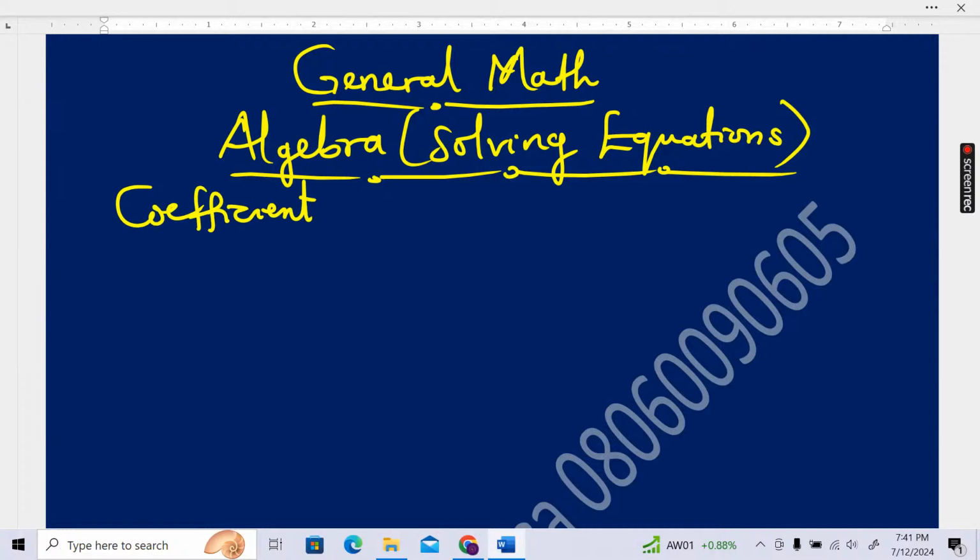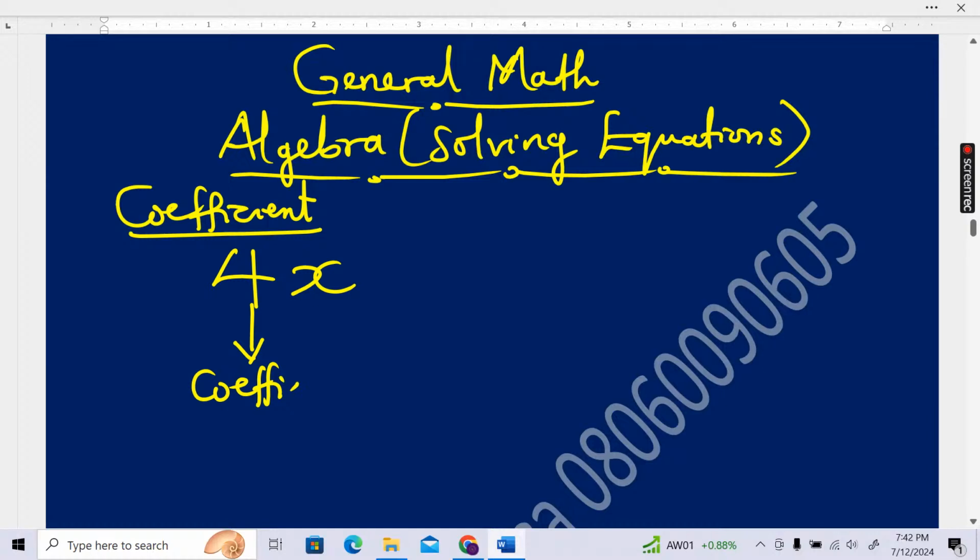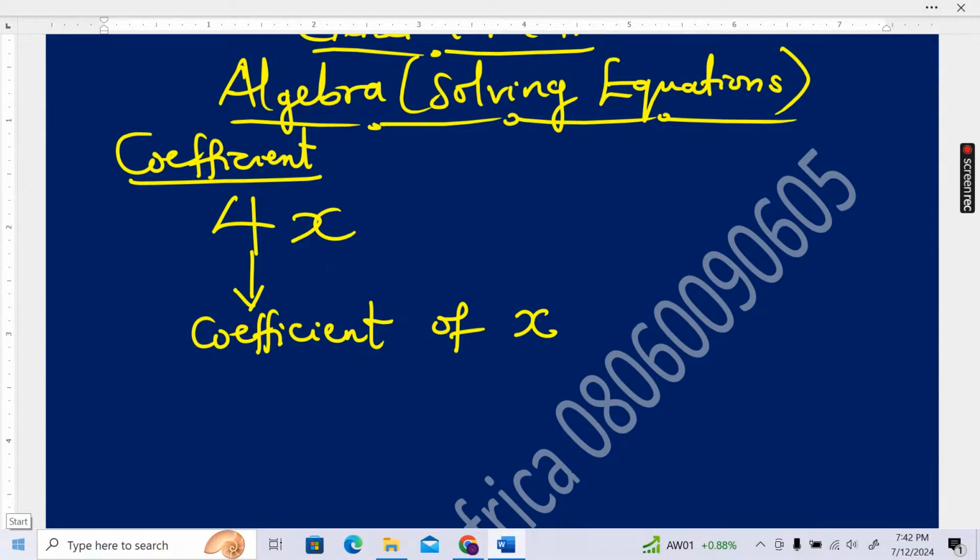Now, my first question, if you know you were here, and if you know you were not here, just pay attention. Now, let's do it together before I ask the question. When we talk about coefficients, we talk about the number multiplying the letter or the number that is beside the letter. Now, look at this. This is 4x. 4 is the coefficient in this term. We call 4x a term. 4 is the coefficient of x in 4x, okay? In 4x, 4 is the coefficient of x.